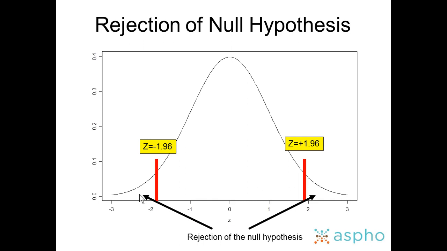Now, how rare is rare enough? By convention, we say that's a p-value of 0.05, and that's our alpha error or type 1 error.